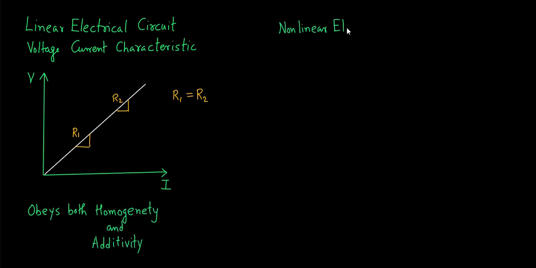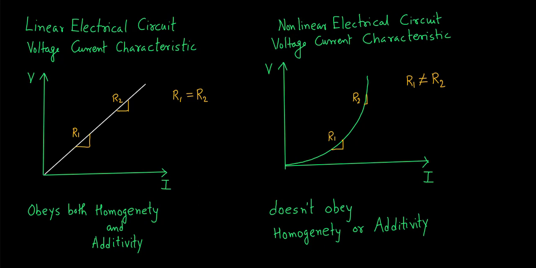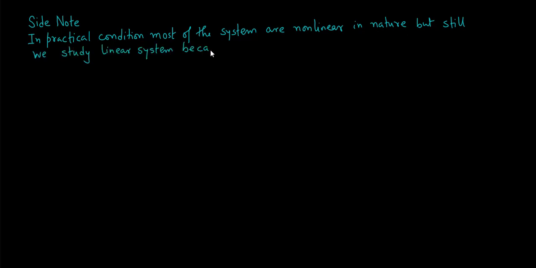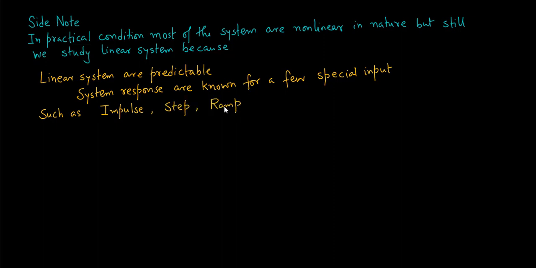In the case of nonlinear circuits, the voltage current characteristic is not a straight line. This means the parameters change with voltage and current, and the circuit does not obey homogeneity or additivity. Side note: in practical conditions, most of the systems present are nonlinear in nature, but still we study linear systems because these systems are predictable. That is, we already know the response of the system when subjected to a few special inputs, such as impulse, step, ramp. This makes the system response predictable for any other input.